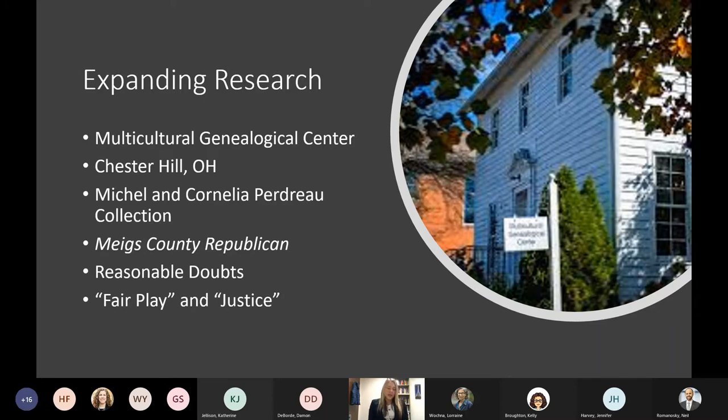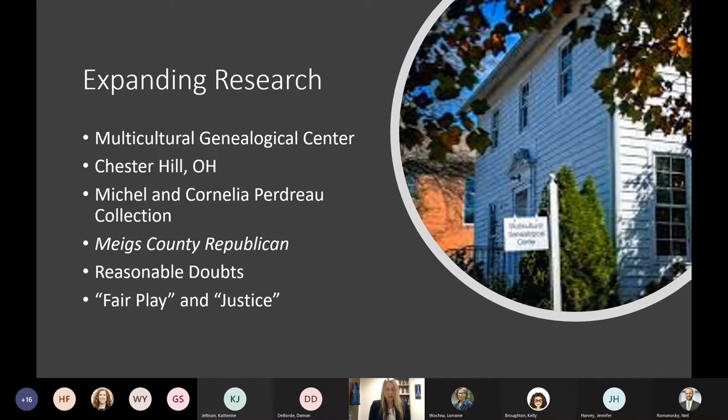So to expand my research and to try to find out a little bit more and dig further, I traveled to Chester Hill, Ohio, to the Multicultural Genealogical Center. And this is just a center where people do research to document and preserve Black history, diverse history, multicultural history. And there I found the Michelle and Cornelia Predruel collection.